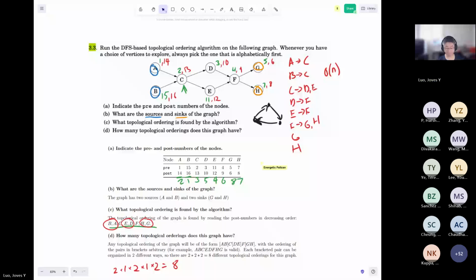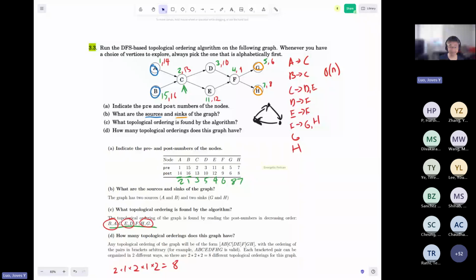Tejas? Hey, can you hear me? Yes. Yeah, thank you. My question is around D. Is there a general rule or a pattern we can follow to identify how many topological orderings exist for any graph? This one was pretty symmetric, so you had choices. But what if it does not look symmetric and it's a very messy one? Are there any general rules? Can you do it in some better way?